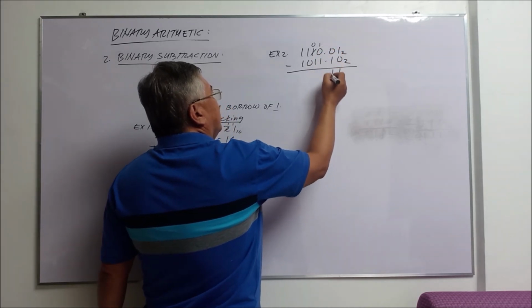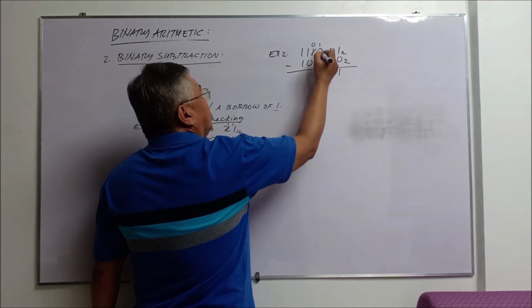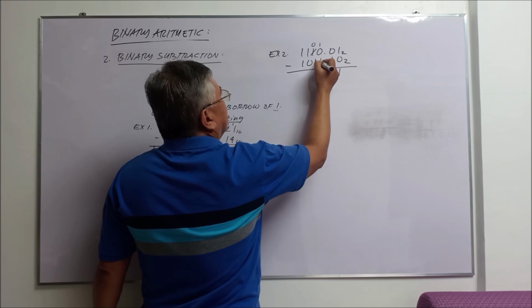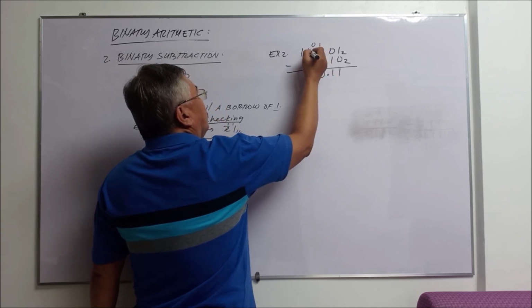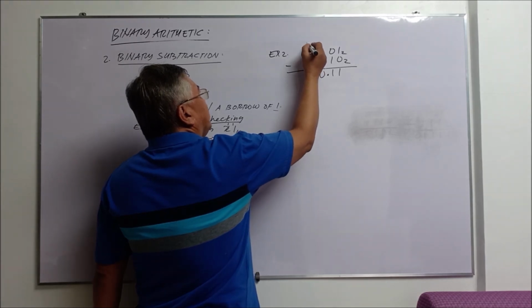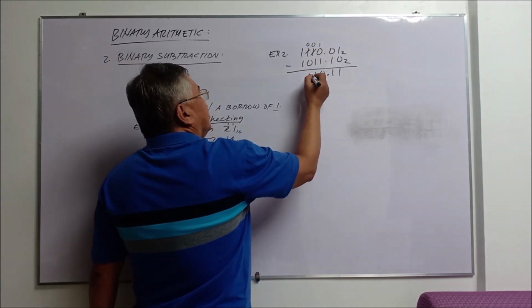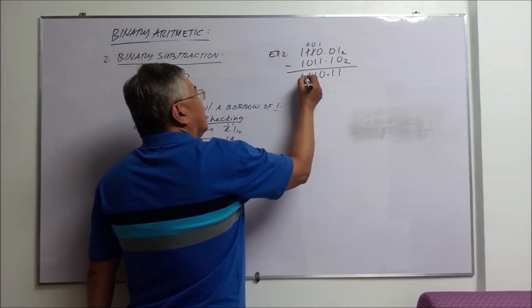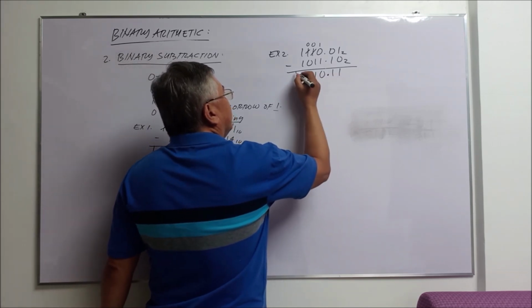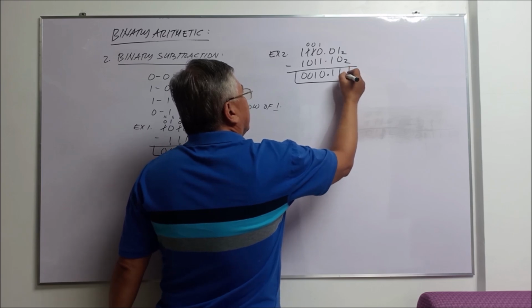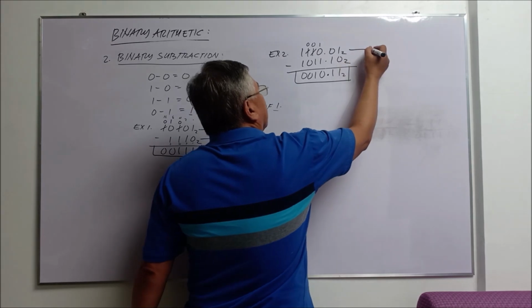Bring down, by the way, bring down the binary point. 1 minus 1 is 0. 0 minus 1 is again 1. Then it needs to borrow on the next digit. So this becomes 0. Then 0 minus 0 is 0. 1 minus 1 is 0. That is, the answer now is this one, of base 2.